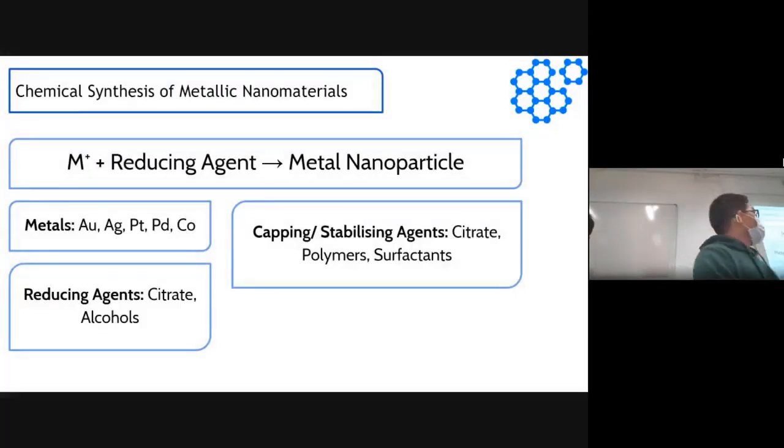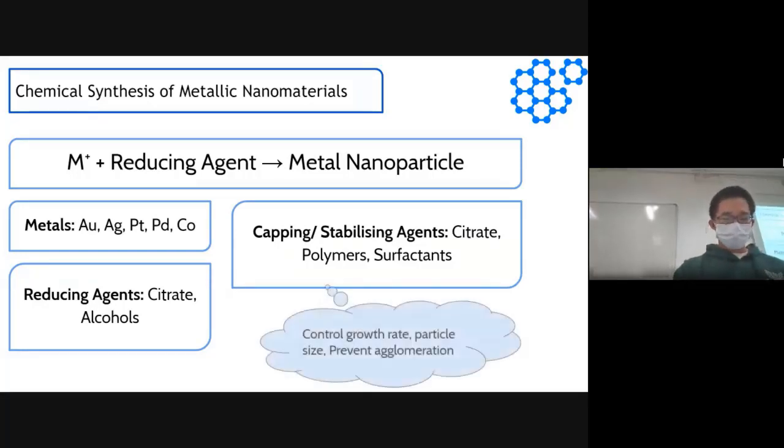So moving on, in general, for the chemical synthesis of metallic nanomaterials, which means metals, you involve a metal cation, which is M+, followed by using a reducing agent, as well as a capping agent, which helps to stabilize the formation of such nanoparticles. So these are just some examples of metals, I think everyone is quite familiar with them. And then reducing agents can be citrate or alcohols, as they are weak reducing agents. And the capping and stabilizing agents help in the formation of nanoparticles, which I'll be covering next.